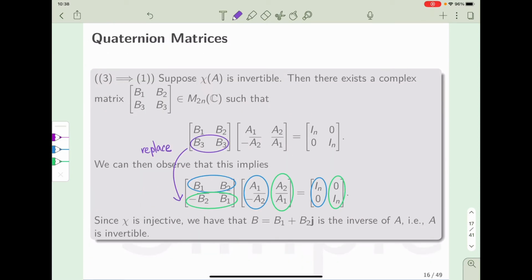From 3 to 1, suppose chi of A is invertible, so there exists a 2n by 2n complex matrix which is partitioned conformally as chi of A. We can observe that the equality still holds even if we replace B3 and B4 with negative B2 conjugate and B1 conjugate, because the equation determined by the blue circles here is actually equivalent to the one determined by the green circles.